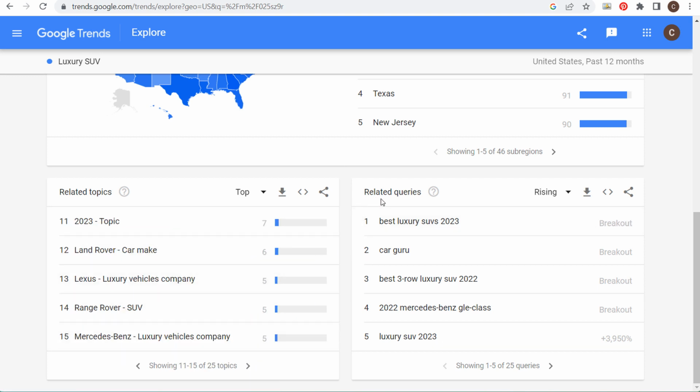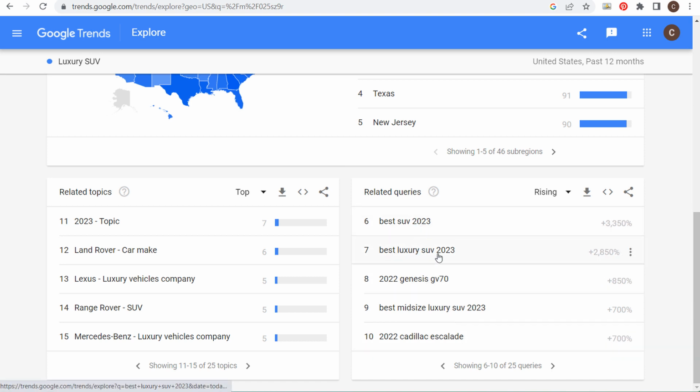And then over here, related search terms. I like looking at the rising search terms as well. So we can see some of the different brands that are rising. A lot of people just entering some broad keywords, best luxury SUV 2023. But if you're a marketer, you should see something like this and say, okay, that's a keyword people are searching for a lot. I could try to optimize my website for it. Same with best mid-size luxury SUV. Now, maybe you create comparisons on your website of your luxury SUV versus the Genesis GV70 versus the Cadillac Escalade.